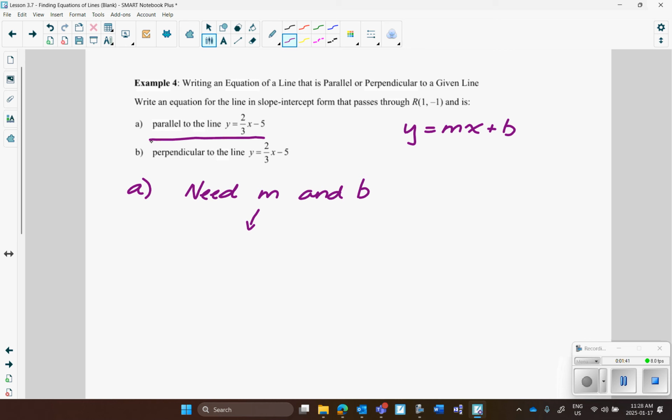Well, what's the slope? Is this in y equals mx plus b form? What's the slope of this line? 2/3. What's the slope of a parallel line? Same thing, right? 2/3. So the slope is 2/3 because it's parallel to this one. Okay?